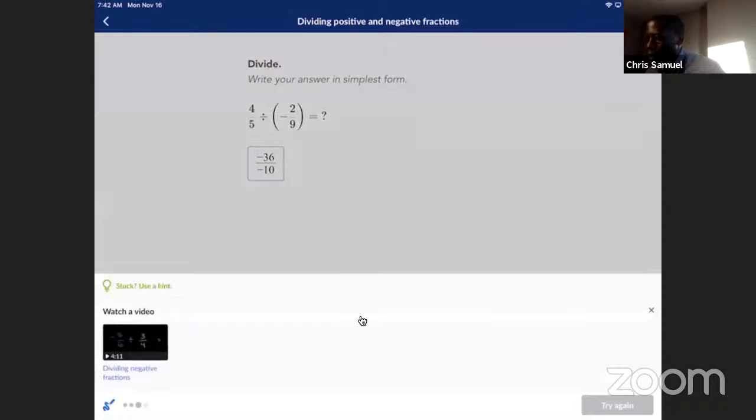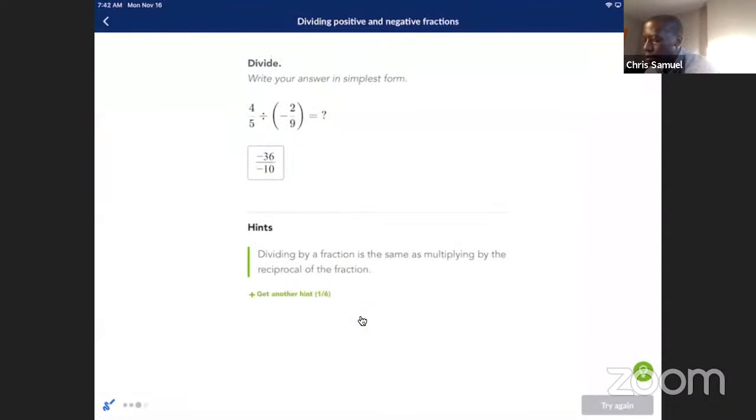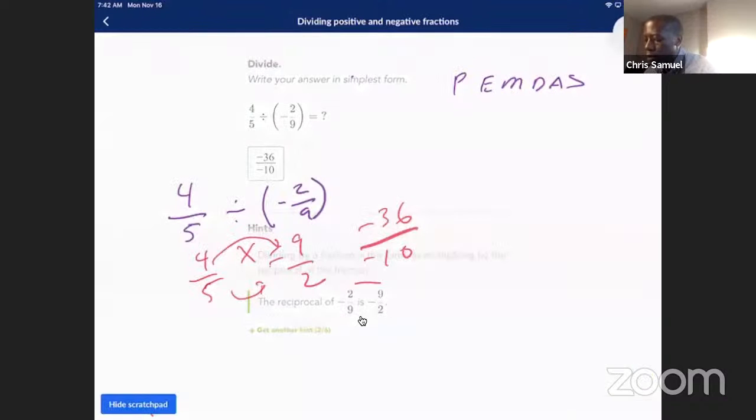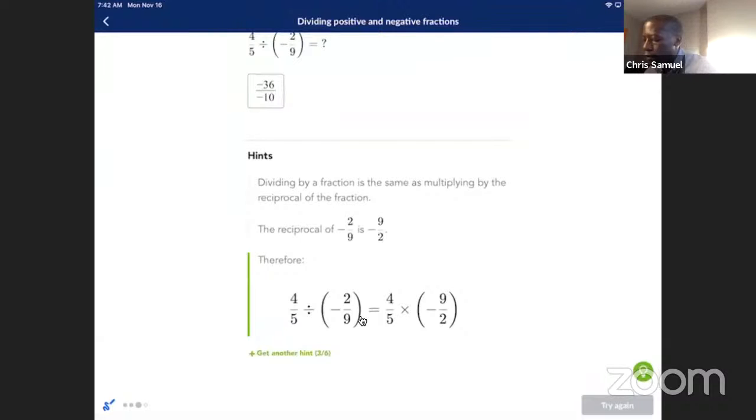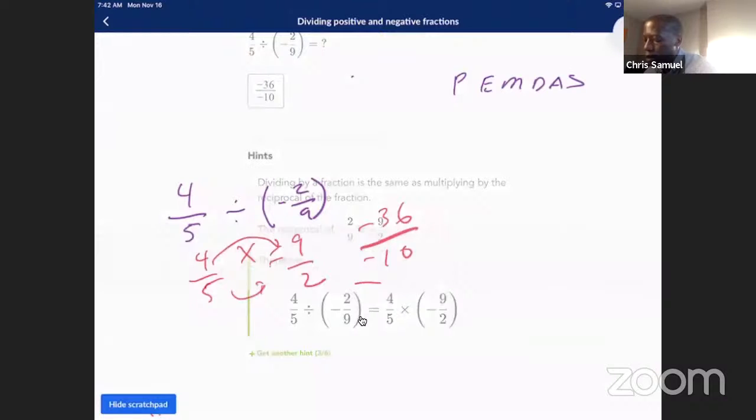So let's look at this again. Negative 9/2. The reciprocal is 2/9, yeah, okay, that makes sense. I did that right. And this here, 4/5 divided by negative 2 is equal to 4/5 times 1/2. Yeah, that's what I did.